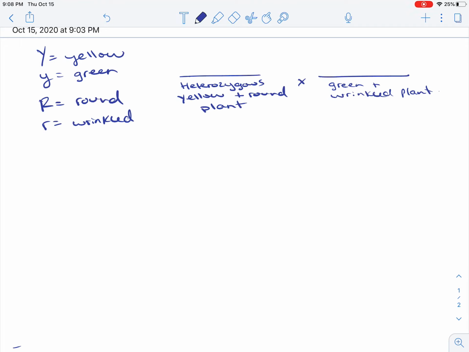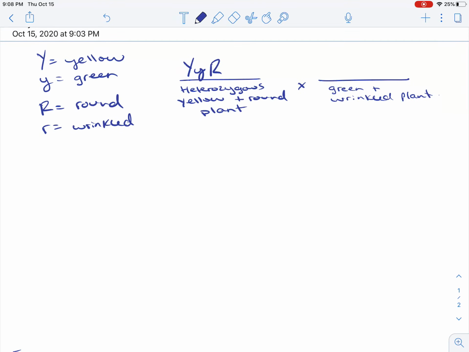And so if we have a heterozygous yellow and round plant, heterozygous means that we're going to have one dominant and one recessive for both the yellow, and it says heterozygous for round as well. So that's going to be our genotype of that parent. And then our green and wrinkled plant is going to be small y, because that's the only way to have green, and wrinkled is little r. So those are our genotypes for our parents.